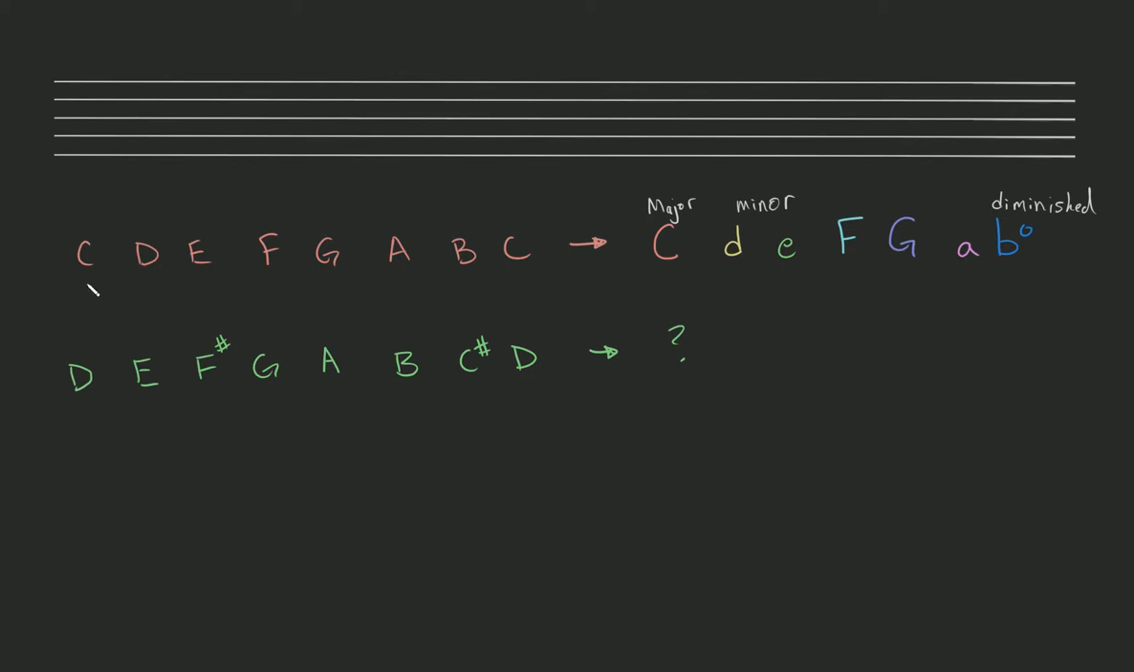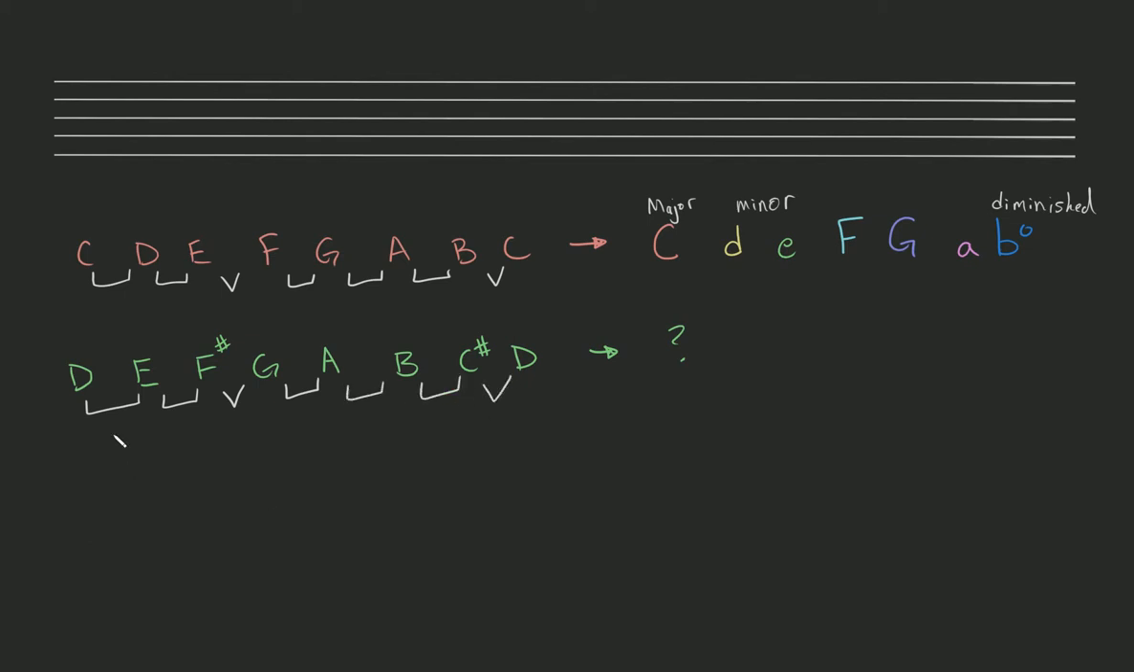If you have the same scale, we know that there are 2 half steps here, 2 half steps here, 1 half step here. From the major scale, we get this pattern. And this is the same even if you're in D major or any other major scale. You get the same pattern, right?